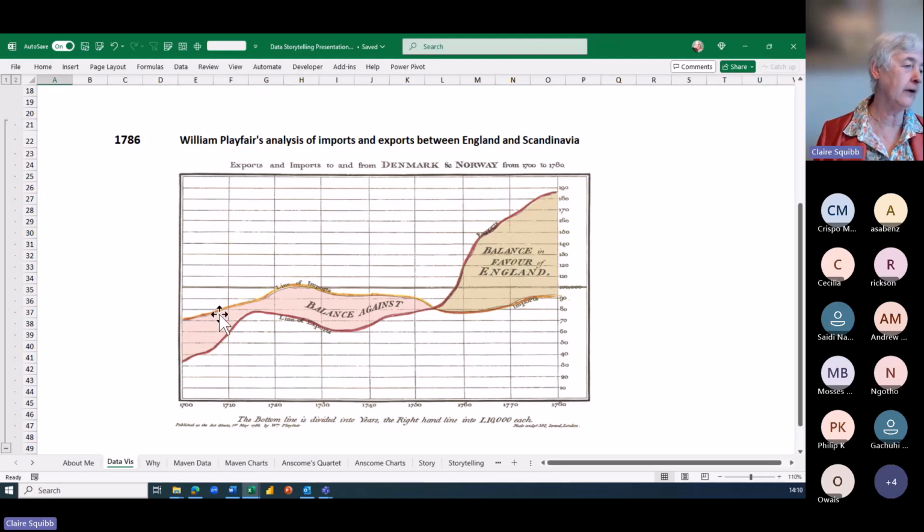We've got the line here. The line of imports is the orange line at the top, and we've got the line of exports, which is the red line. So this is England exporting to Scandinavia. The left-hand section here is the balance against, where the imports are more than the exports. But sometime around 1752, 53 probably, it crossed over and we started exporting more than we were importing.